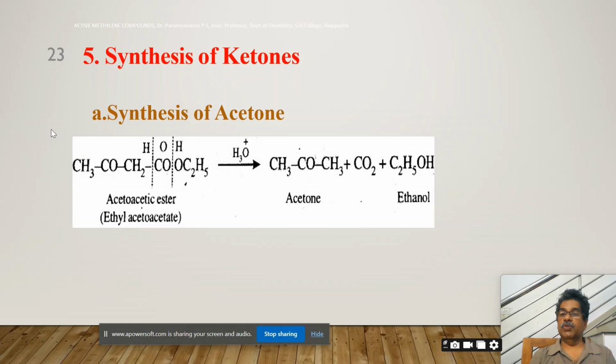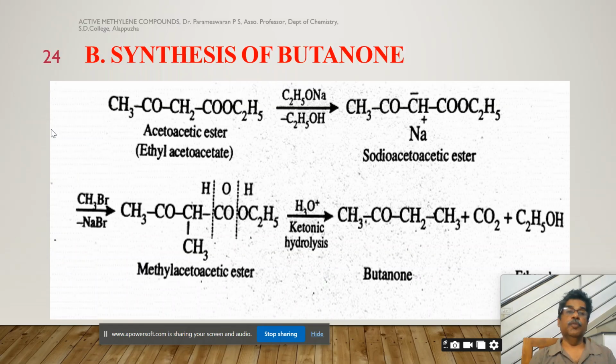We know that the CH2 group is an active methylene group. When it is treated with ethoxide, the hydrogen is replaced, and followed by treating with an alkyl halide, the alkyl group is introduced on the active methylene group. And here it is butanone, we need only one more carbon. So what will happen? First it is treated with sodium ethoxide, then treated with CH3Br.